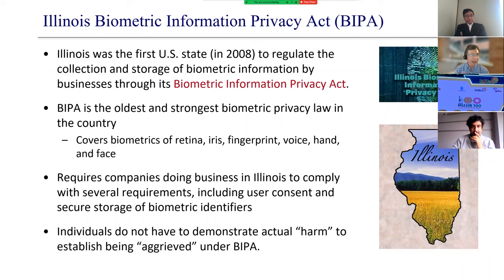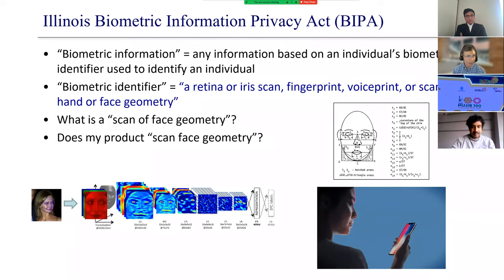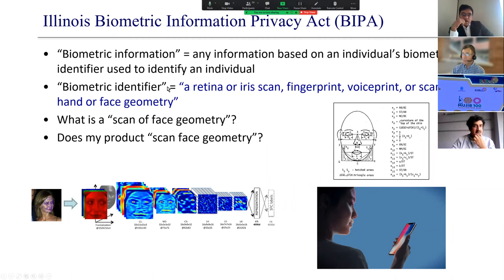So, the Illinois legislation. I currently live in the state of Illinois; Chicago is in Illinois. Illinois was the first state in the United States that, 13 years ago, passed the Biometric Information Privacy Act, or BIPA, B-I-P-A. BIPA is the oldest and strongest biometric privacy law in the United States, and it covers retina, iris, fingerprint, voice, hand, and face biometrics to some degree. It requires companies doing business in Illinois to comply with certain requirements. It's a little problematic, from my perspective and from many companies' perspectives, because I think it's not written entirely clearly, especially for face recognition. It uses terms like biometric information, biometric identifier, and scan of face geometry, some of which are not clearly defined from a technical perspective.